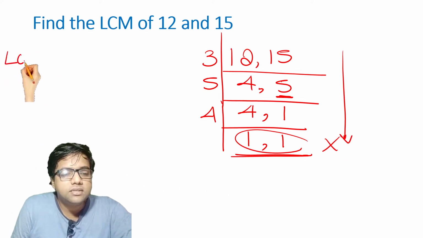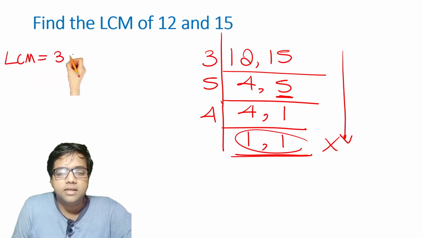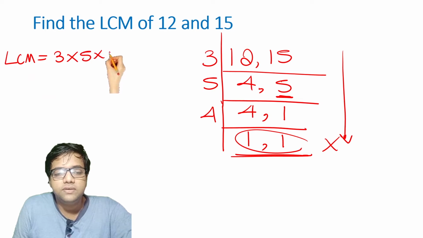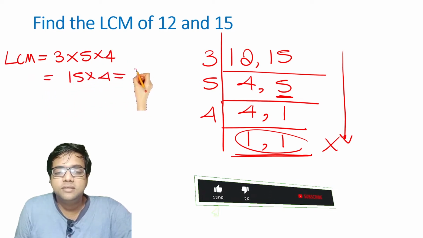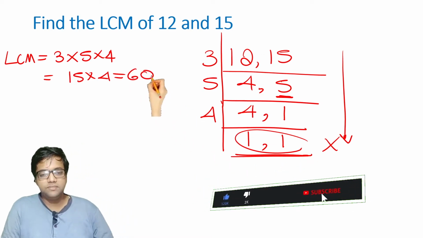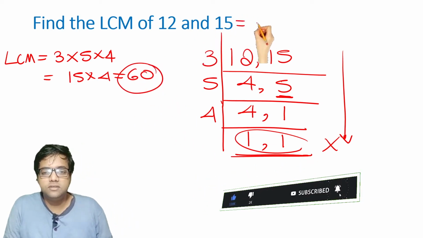And now you will list down the least common multiple. They are 3 into 5 into 4. 3 5s are 15. 15 4s are 60. This is the long division method. The LCM is 60 for these two numbers.